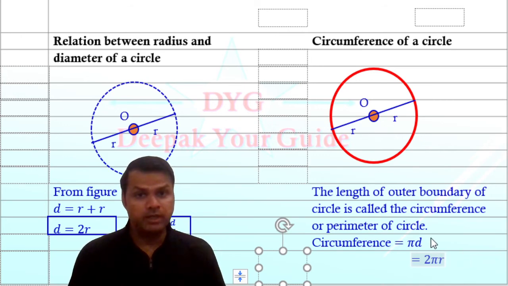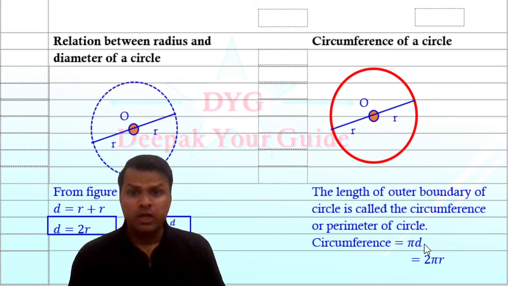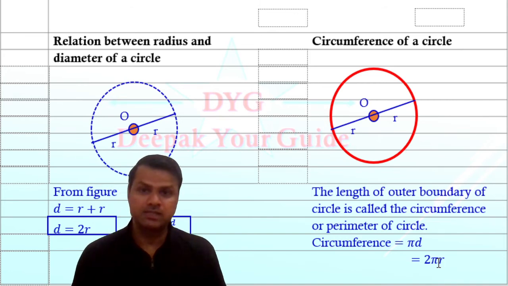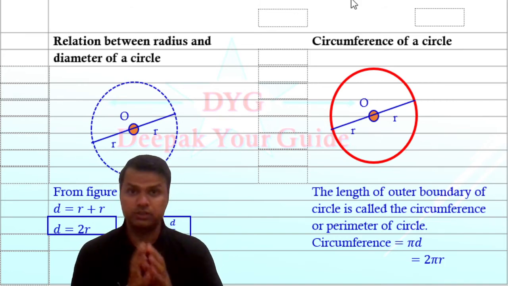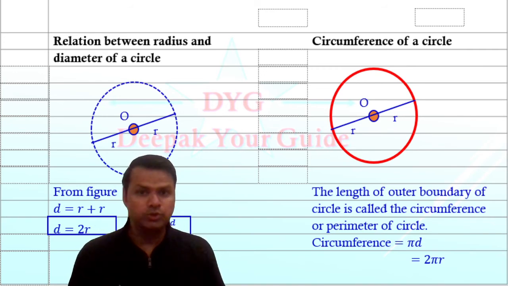So remember the formula in both formats: the circumference of a circle can be calculated either by using the formula pi into d, which is applicable if the diameter is given, or we can use 2 pi r, which is applicable when the radius is given. So depending on the question, depending on what information is provided, we'll use it to calculate the circumference of a circle.